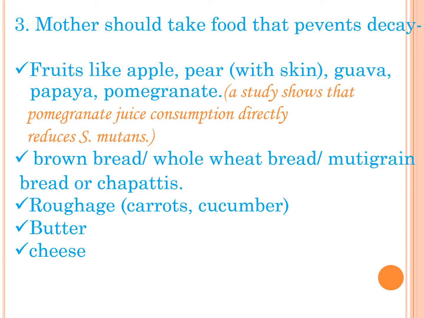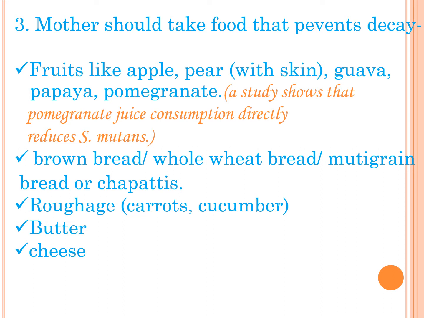Then the third point is that the mother should take food that prevents decay. Now you must be wondering, why only mother? Why not father? Yes, the role of the father is also important to create and maintain that environment, but the mother is in direct physical contact with the child, and the child will be a mirror of what the mother does: what she takes, what she uses, and what she does not use. So the mother is supposed to take food that prevents decay. What are those food substances?